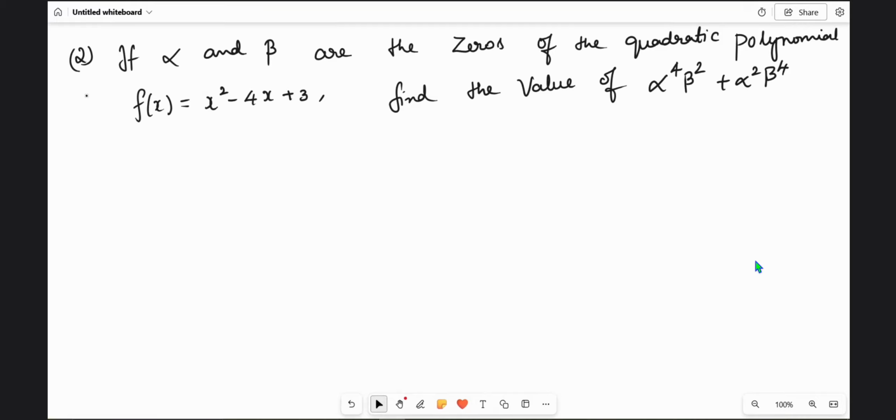Try this. This is also an exam question only. Okay, so what we are doing now are the different exam questions, so that you will be able to know how the questions will come.